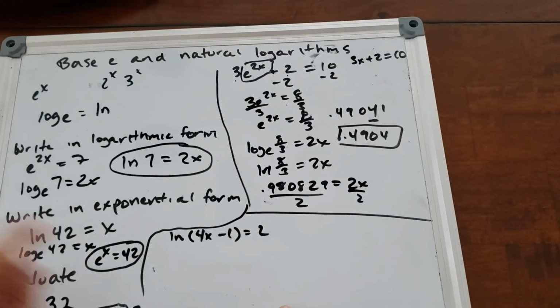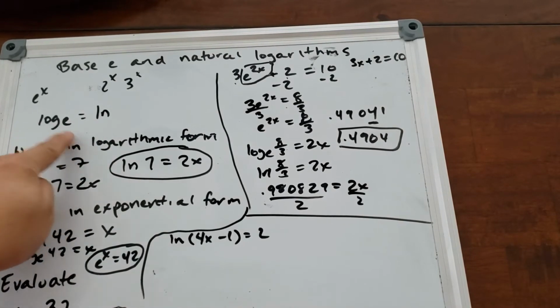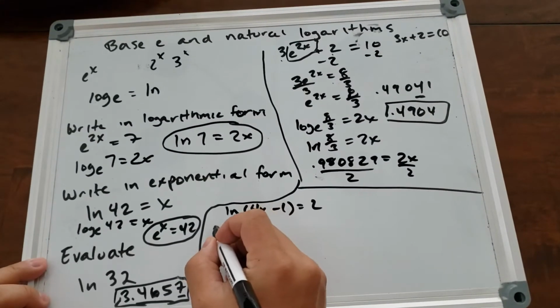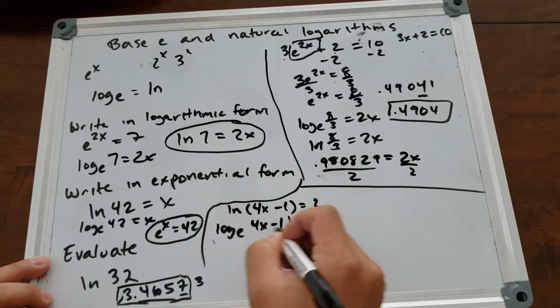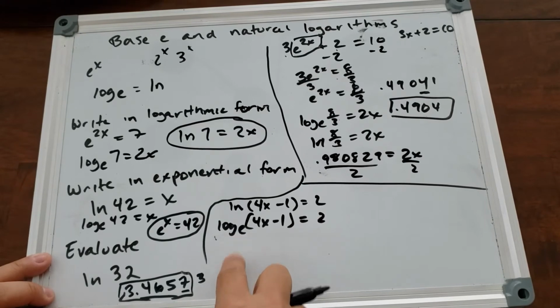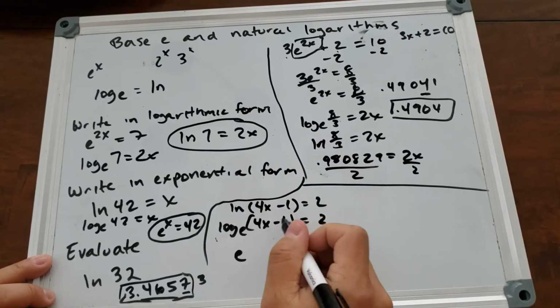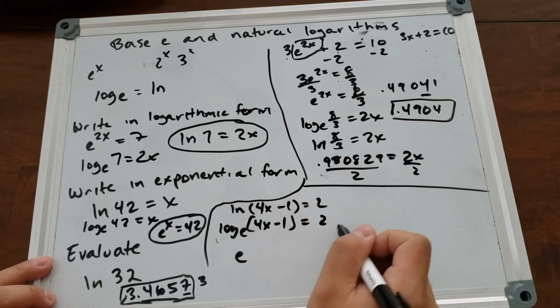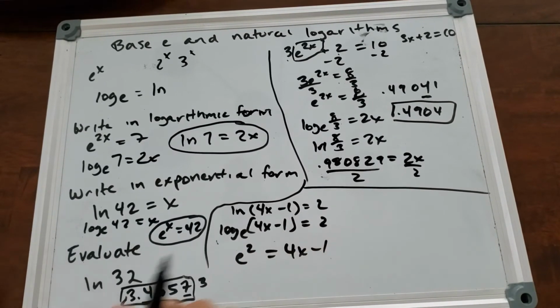Now, this one, we start off with an ln. ln is the same thing as log base e. So I'm going to write this as log base e of 4x minus 1 equals 2. Now I'm going to do my switch around thing. So this e is going to drop down and become big, and then these two switch places. Remember, this is one unit because I've got those parentheses, so it's going to go over to the other side. So e to the 2 is equal to 4x minus 1.